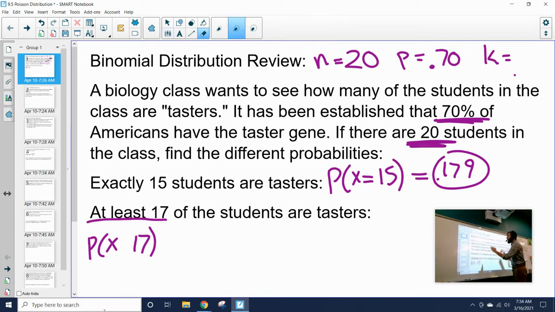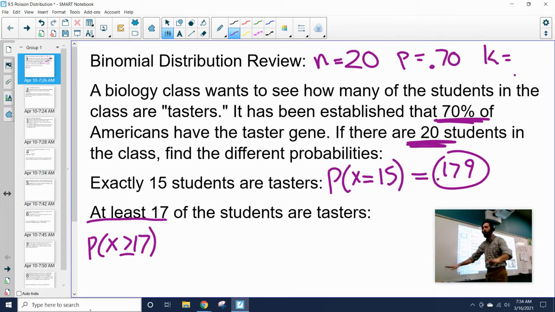So at least means the minimum number can be 17. So x needs to be greater than or equal to 17, because I can't be lower than 17. I can be 17, but that's the lowest possibility. So we have to think, what numbers are bigger than or equal to 17 from the numbers 0 through 20? It's going to be 17, 18, 19, 20. So those are our four possibilities.